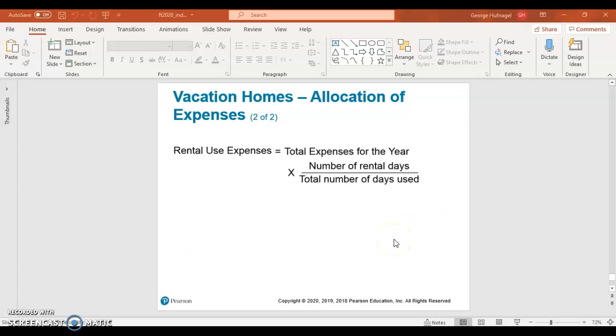The formula for the rental use expenses equals total expenses for the year times the number of days rented divided by the total number of days used. So you're going to get a fraction of the rental days divided by how many days you used it, and it's going to give you a percentage of your total expenses for the year.